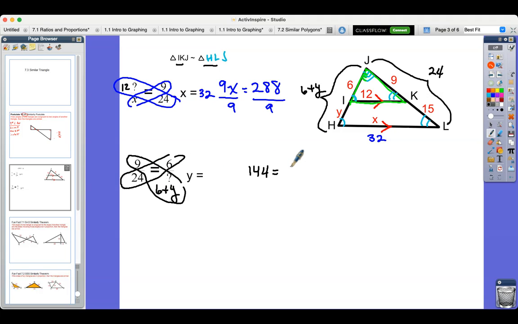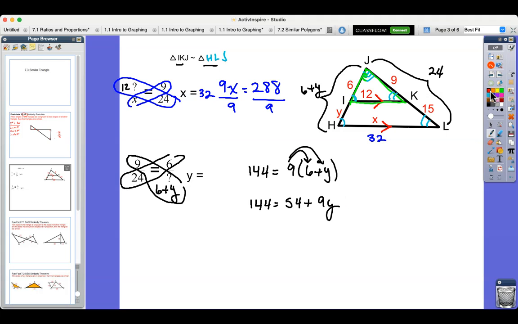So I'm going to write it just out first. 9 times 6 plus y. Now, make sure you distribute that information right there. So we got 144 equals 54 plus 9y. Okay, and what do we do from here? I'm going to solve for y.